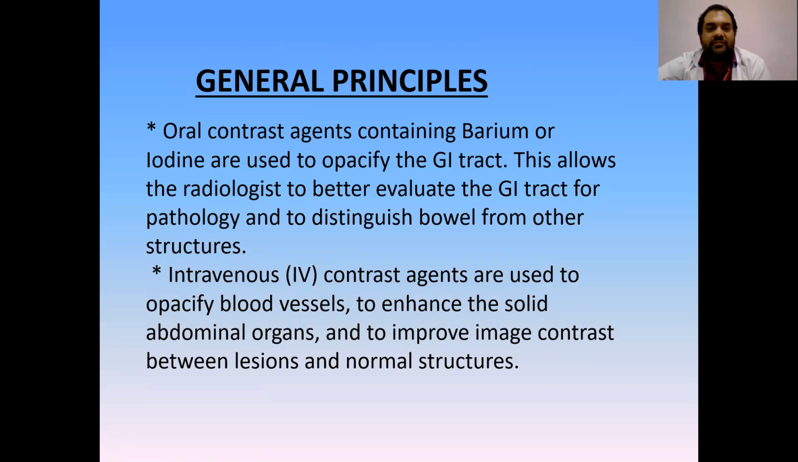General principles of abdominal CT. The oral contrast agents containing barium or iodine are used to opacify the GI tract, or gastrointestinal tract. This allows the radiologist to better evaluate the GI tract for pathology and to distinguish bowel from other structures. The intravenous contrast agents are used to opacify blood vessels, to enhance the solid abdominal organs and to improve image contrast between the lesions and normal structures.